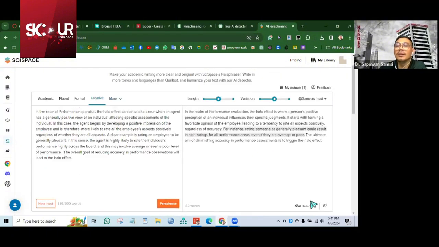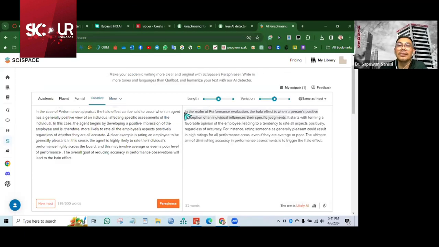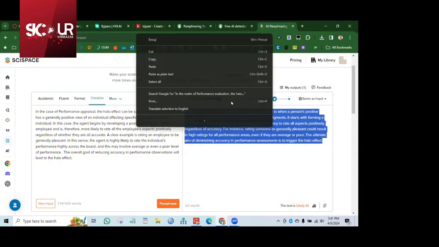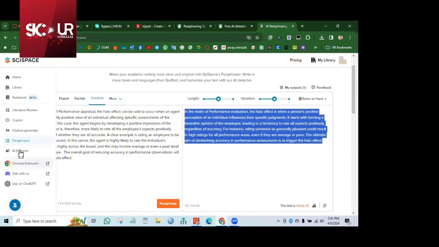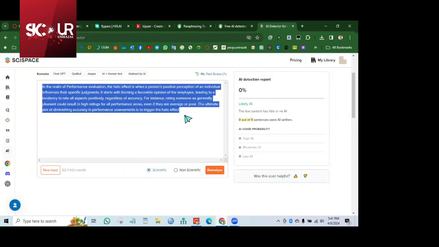Dia guna AI detector, dia direct like AI. Text is 0% AI generated. 0%? Ya betul. Tapi kan Prof, what's the point of writing your own paragraph if you have to paraphrase it again using another website?